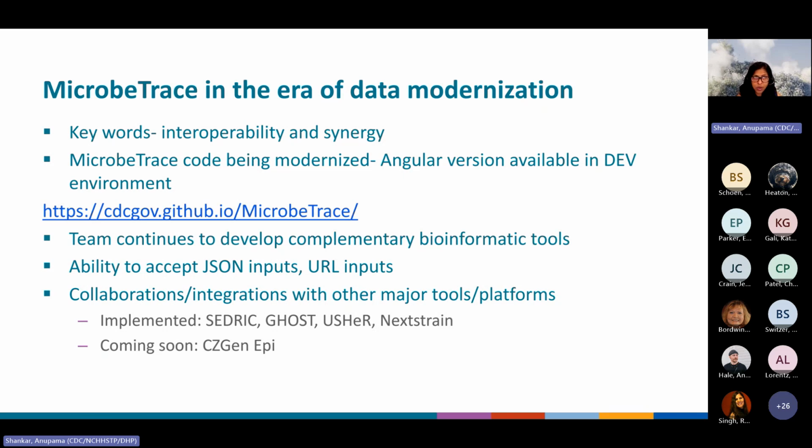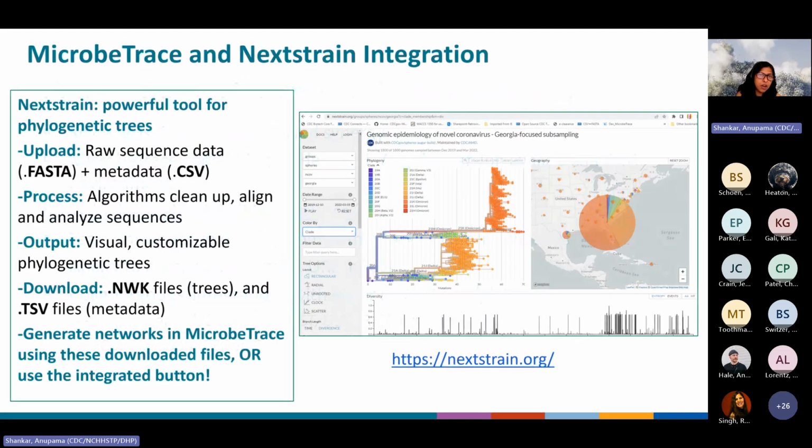Usher is a tool that builds SARS-CoV-2 trees. It essentially places your query sequences into a pre-made database, and then places yours onto that tree. Once you do that, you can visualize that tree in the form of a network just by the click of a button. Same thing with NextTrain. For those of you who are familiar with NextTrain, you can directly view your data. Well, I will qualify that. I'll talk a little bit more in detail about NextTrain. But we have all of these integrations going and more coming along.